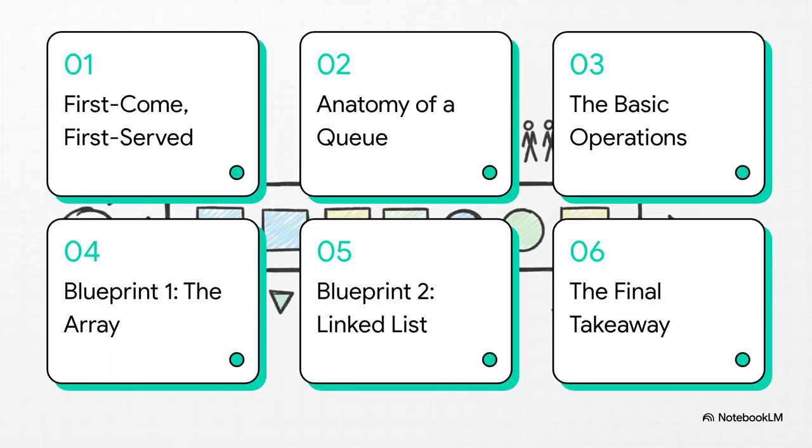So, here's how we're going to tackle this. First, we'll start with the super simple, real-world idea that everybody already understands. Then, we'll dig into the anatomy of a queue and the key things it can do. After that, and this is the really cool part, we'll look at two different ways to actually build one, using an array versus a linked list, and see why that choice is a huge deal. And finally, we'll wrap it all up with why this matters in the tech you use every single day.